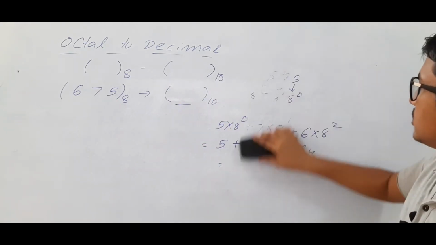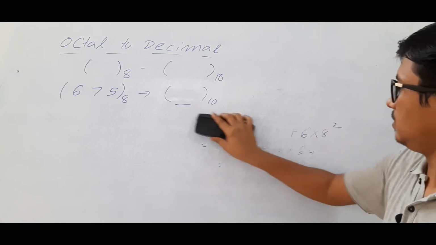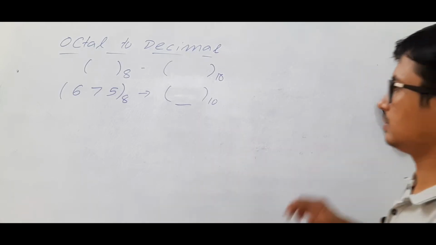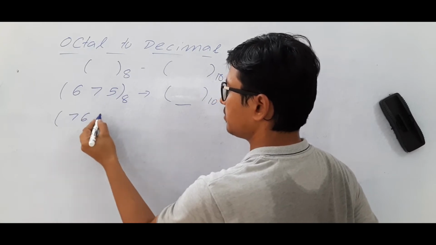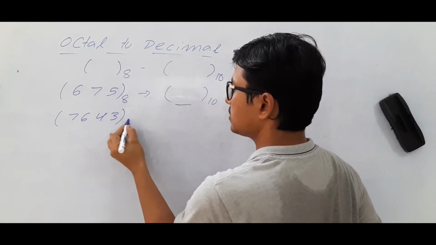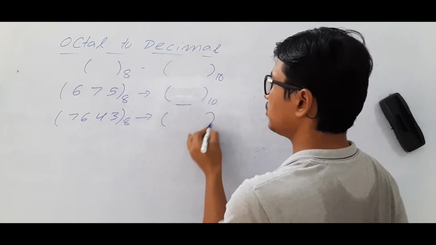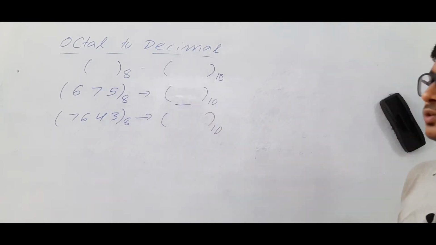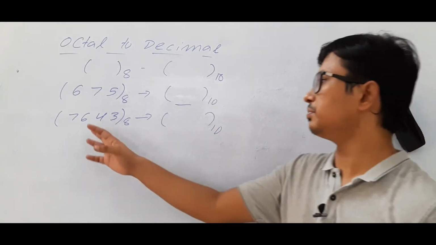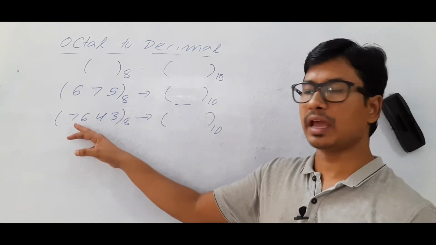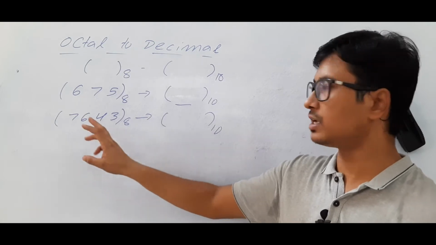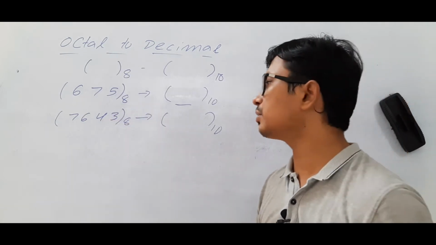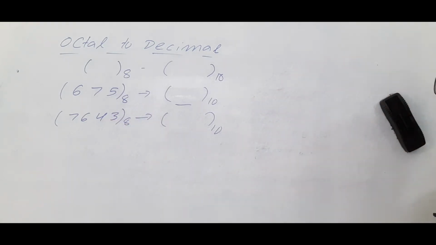Let me take another example. Say 7, 6, 4, 3, something in base 8, I want to convert into base 10 format. First, you need to verify whether this number is in base 8 or not. The maximum digit allowed is 7. So, 7 is allowed, 6 is allowed, 4 is allowed, 3 is allowed. Now, I want to convert into base 10.